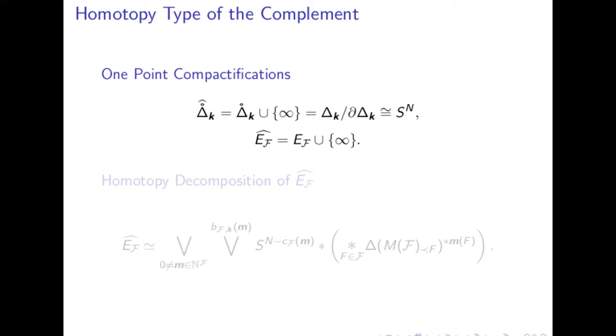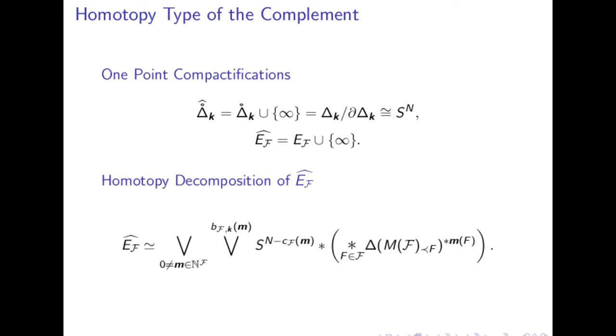We compactify it just by closing this product of simplices, as usual, and we get a one-point compactification of E_F, and the main point is that there is, as promised, a homotopy decomposition of E_F hat. This is a decomposition which consists of a wedge of many things. And in a specific wedge, there is a wedge of a sphere of some dimension and a join with some order complexes, again, with some multiplicities.